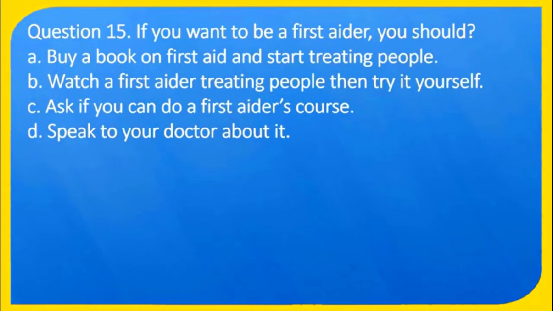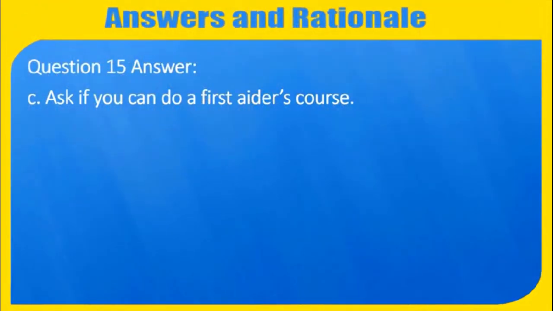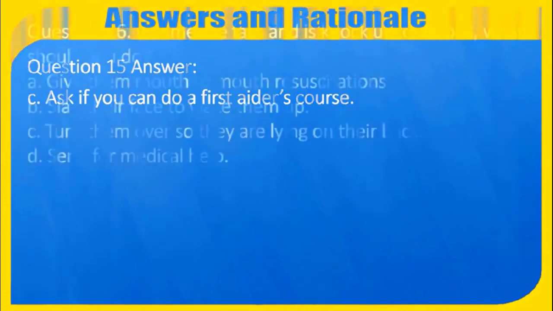Question 15. If you want to be a first aider, you should A. Buy a book on first aid and start treating people. B. Watch a first aider treating people, then try it yourself. C. Ask if you can do a first aider's course. D. Speak to your doctor about it. Question 15. Answer C. Ask if you can do a first aider's course.